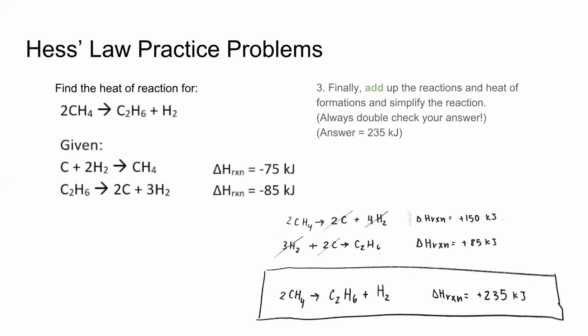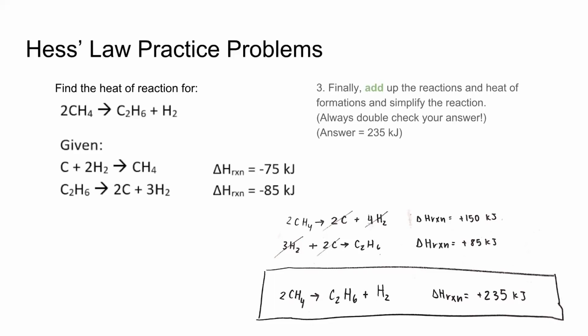You always want to double check that your equation matches the equation they're giving you, just to make sure you didn't cancel out anything accidentally or mess up your math. And then finally, we're going to do the same thing for the heat of reactions. Before, when we multiplied everything by 2, we also did that to the heat of reaction. So when you add these 2 reactions up, you're also adding their delta heats of reaction. It's going to be 150 plus 85 kilojoules, and that'll give you positive 235 kilojoules.